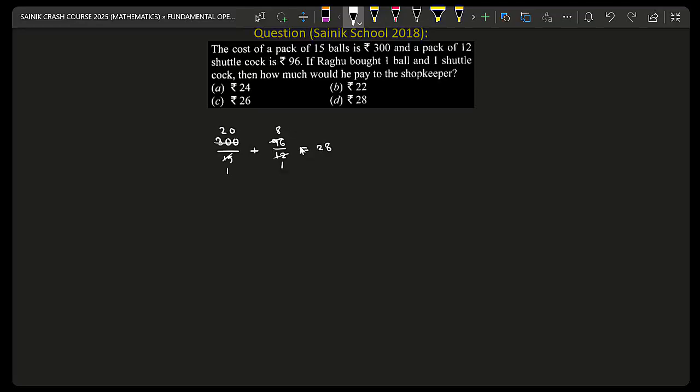So how much do you need to pay to the shopkeeper? Sir, 28 rupees. Which option? D. All of you can copy this.